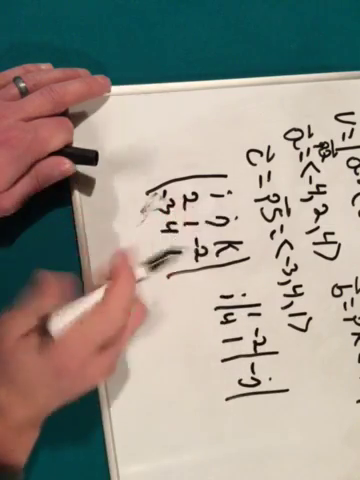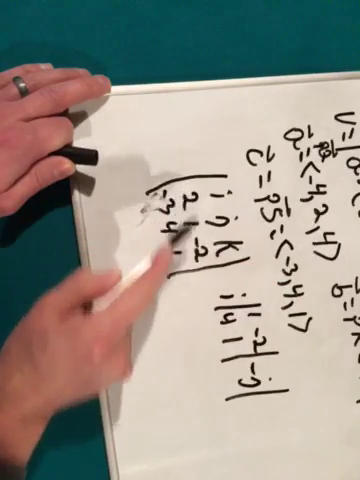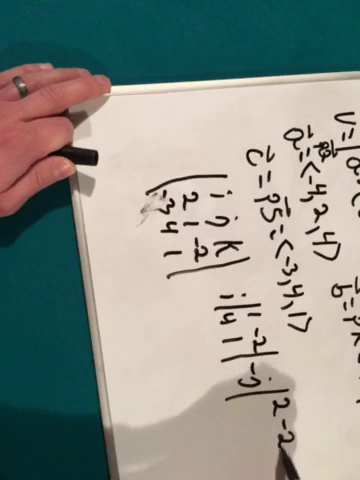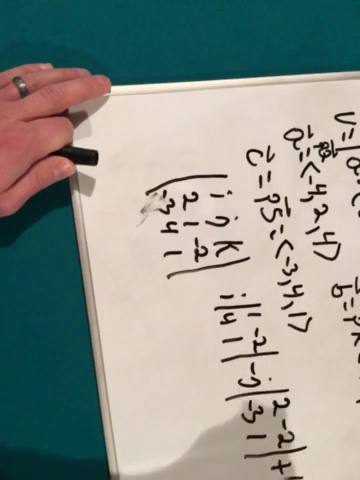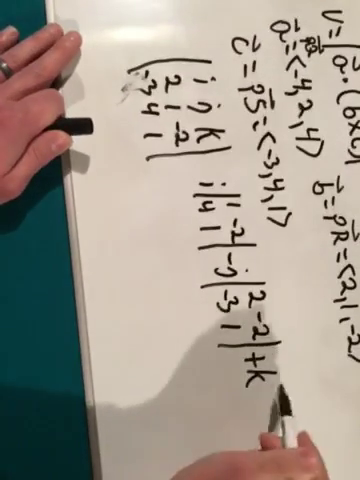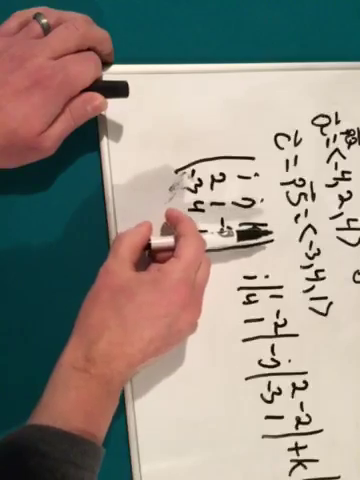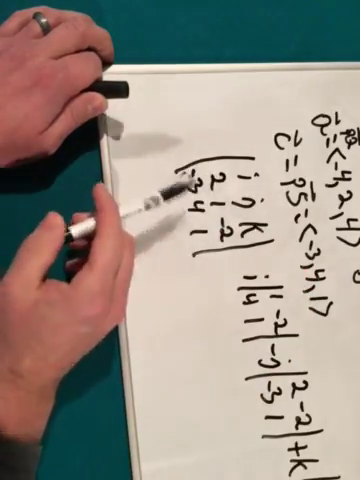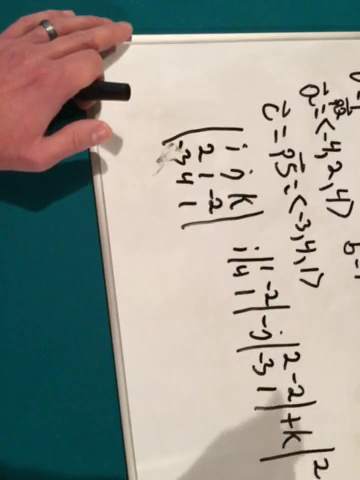Now you're going to cross out the column and row with j. And that'll leave the 2, negative 2, negative 3, 1. So 2, negative 2, negative 3, 1. And then plus k. And the same way, cover up your column and row, and that'll leave the minor, which is 2, 1, negative 3, 4. So 2, 1, negative 3, 4.